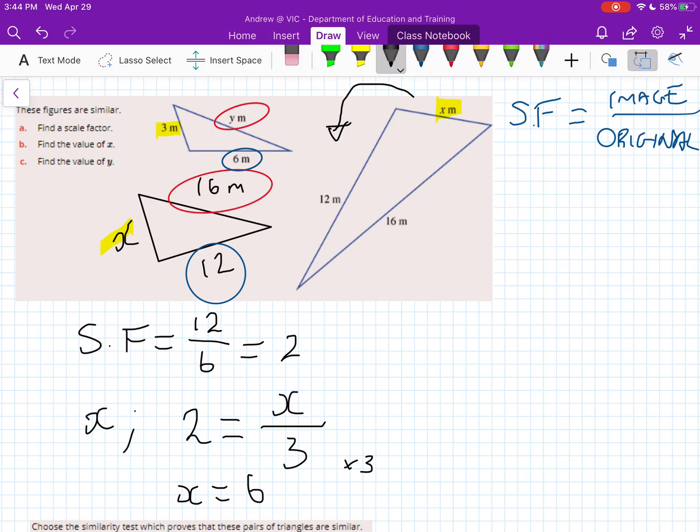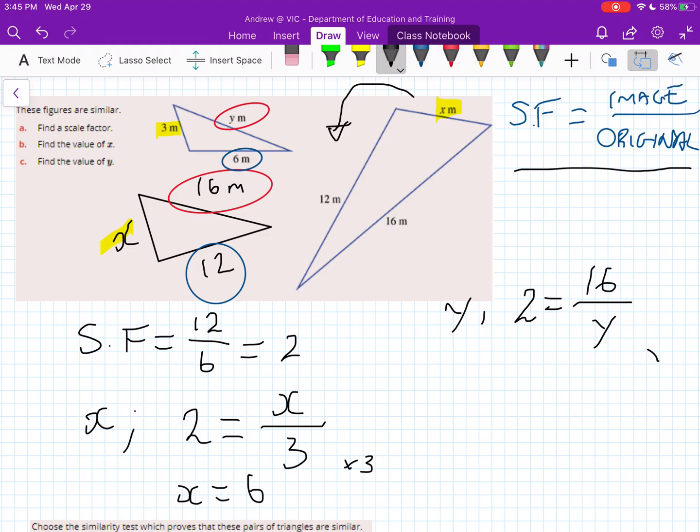Okay? So that's how we work out X, just using your same equation for the scale factor here. So now we'll work out Y. So to work out Y, we use our same equation. 2 for our scale factor is equal to the image. So the value for the image of Y, the same side length, is 16, as circled in red there. And this is going to be over Y.